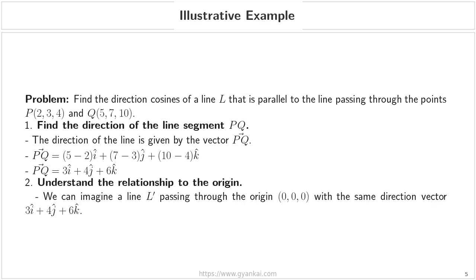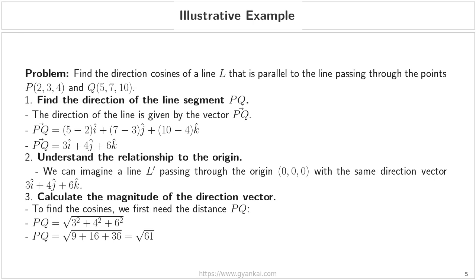Second, we apply the core concept we discussed in the previous slides. Even though our original line L might be anywhere in space, we can imagine a new line, L', that passes through the origin 0, 0, 0, but shares this exact same direction vector, 3i hat, 4j hat, and 6k hat.